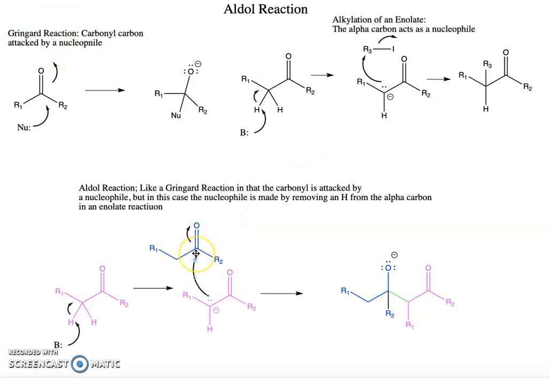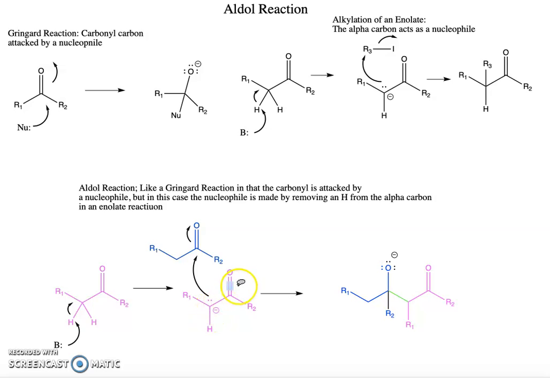We have a carbonyl that gets attacked by a nucleophile like we do in the Grignard, but the nucleophile that does the attacking is the nucleophile we generated when we generated an enolate with a base removing the alpha hydrogen. So we remove the alpha hydrogen, we generate our nucleophile, it attacks our carbonyl. And what I've tried to do here, and I'm going to use this color scheme in future slides as well, is that I've color-coded things.